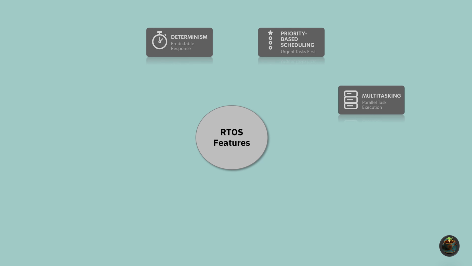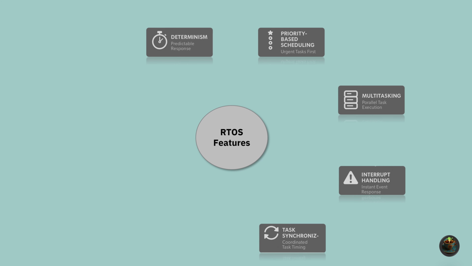Multitasking. An RTOS can handle several tasks at once without breaking a rhythm. Interrupt handling. When emergencies occur, the RTOS listens, jumps to action, and handles interrupts instantly. Task synchronization. When tasks need to share data or resources, the RTOS makes sure they cooperate, no collisions. Minimal latency. Time matters. An RTOS reacts in microseconds.